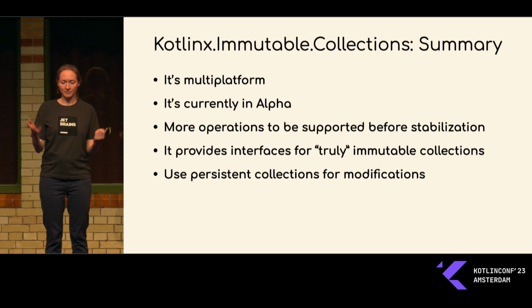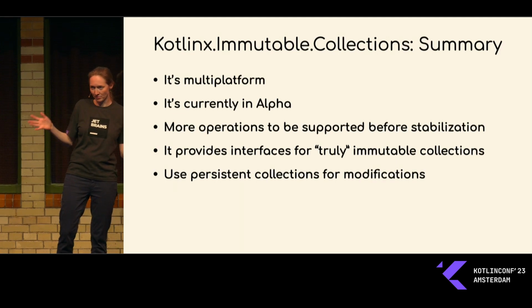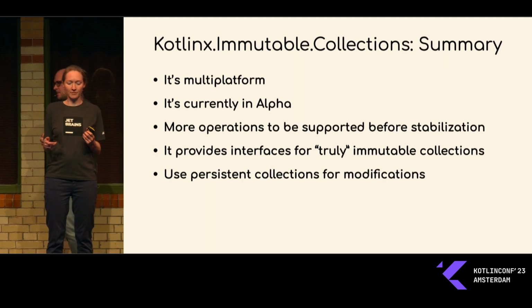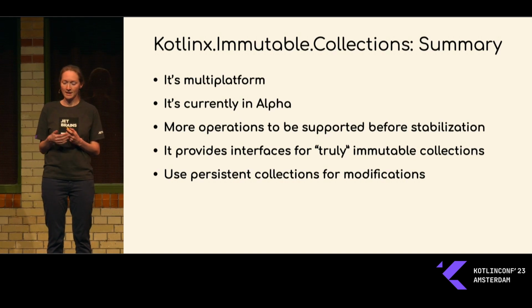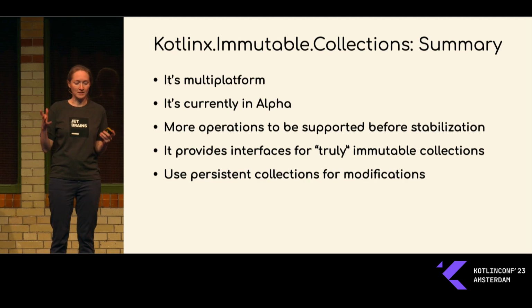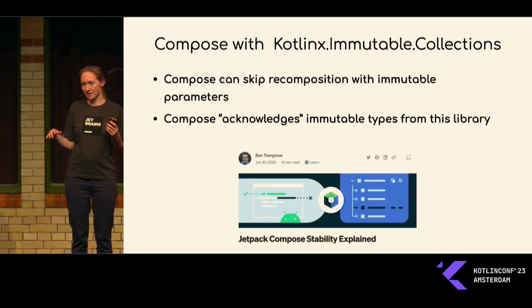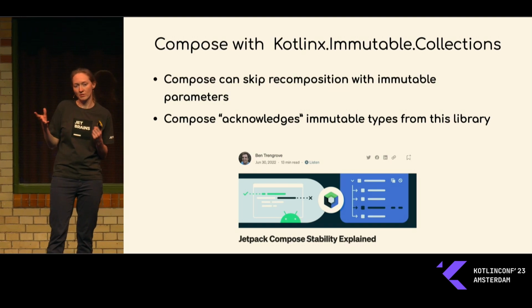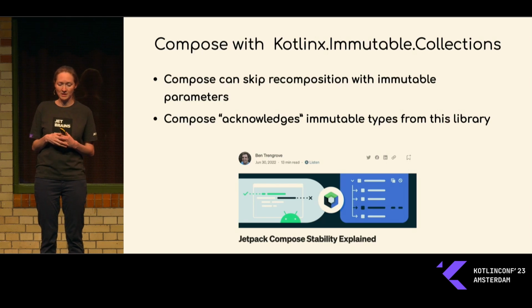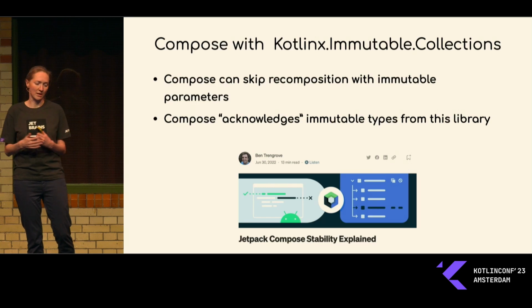A brief summary of the immutable collections library. It's multi-platform, as all these libraries are. It's currently in alpha, with more operations to be supported before stabilization, and it provides interfaces for truly immutable collections. You need to use persistent collections for modifications. This is an article that I wanted to show you, explaining how exactly Compose does this recomposition. Compose can skip recomposition with immutable parameters. It acknowledges immutable types from this library.